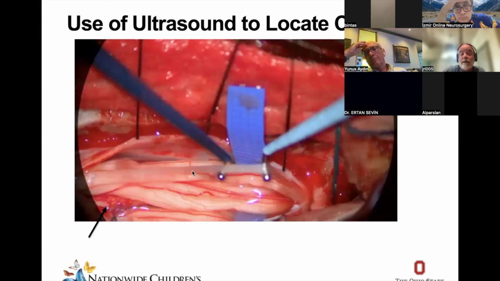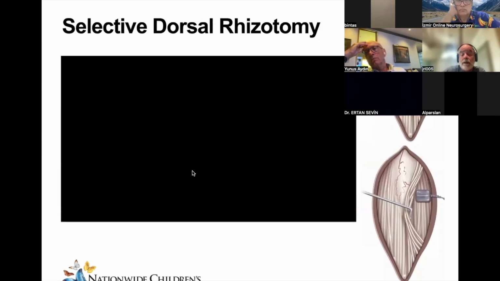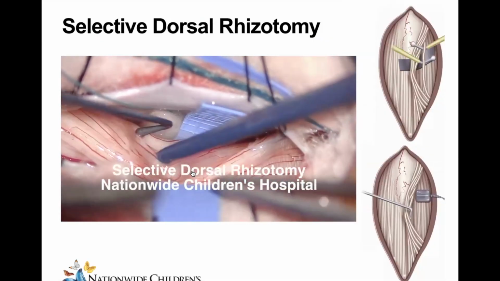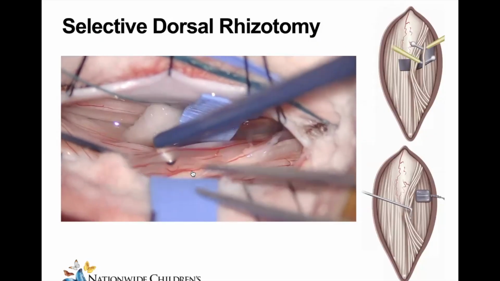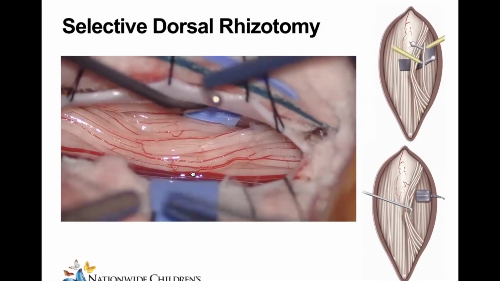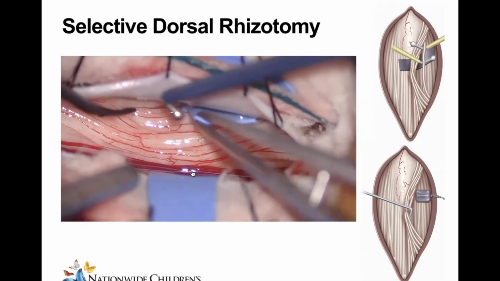And what does this look like in the intraoperative section? Here's a video. And this is why EMG is important, because, as you can appreciate there, all of the nerve roots look the same, and you can't tell motor versus sensory nerves.